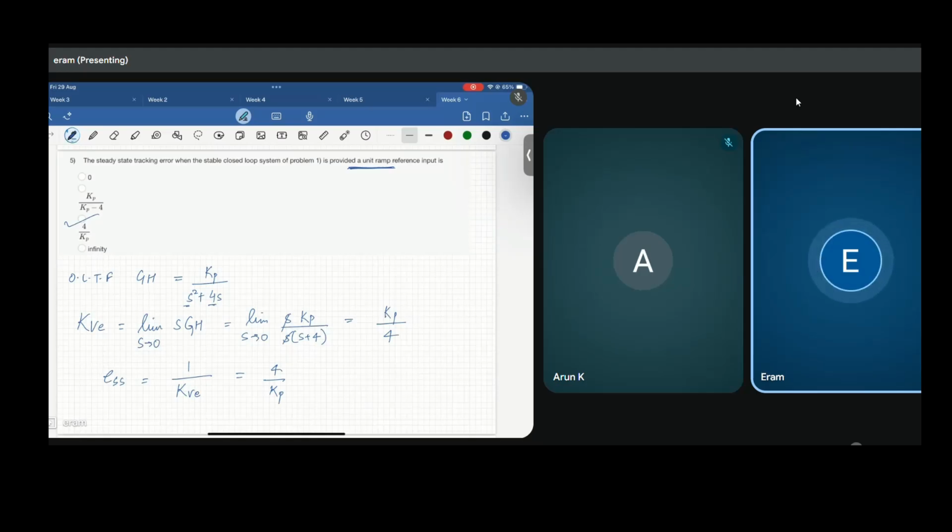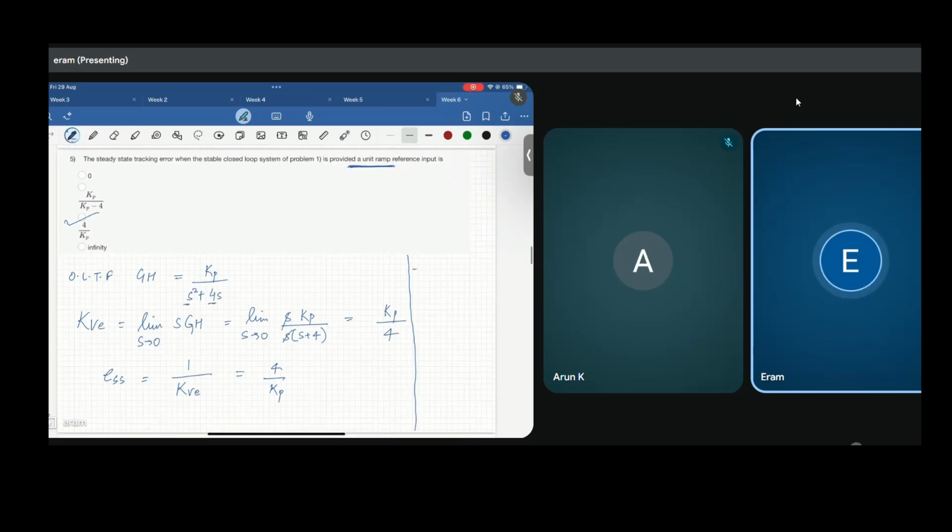Another way to solve this question is to go without using the formula. We know that steady state error is nothing but limit s tends to 0 of s R(s) divided by 1 plus GH. Now since R(s) is ramp, it is 1 by s square.